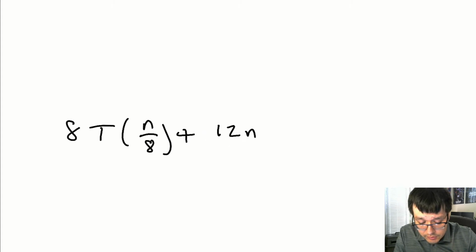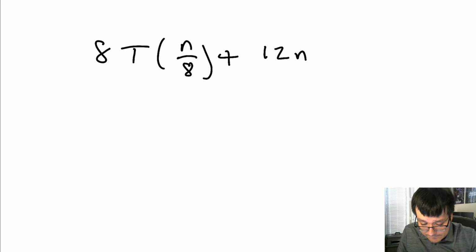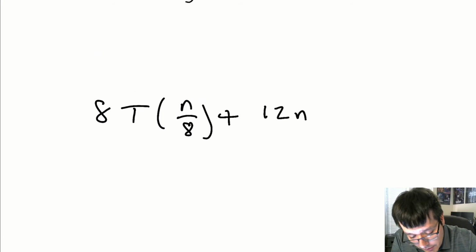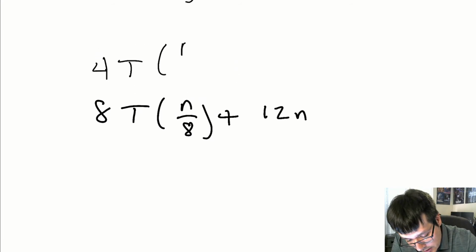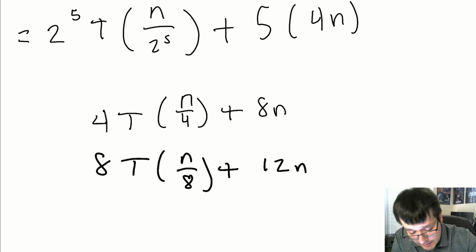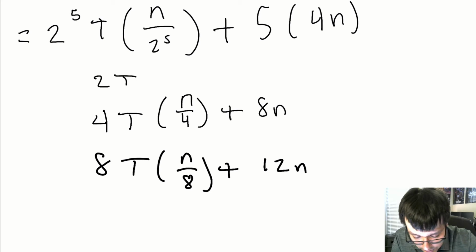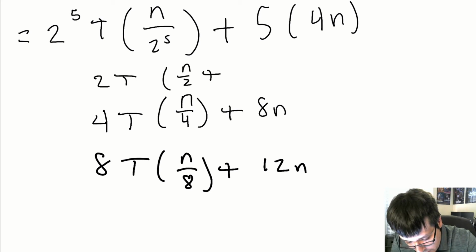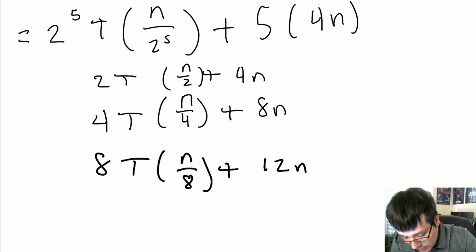Still viable to see, but a little bit harder. Before that we had 4t(n/4) + 8n, and before that we had 2t(n/2) + 4n. So that's what we had, and you can still see the pattern.